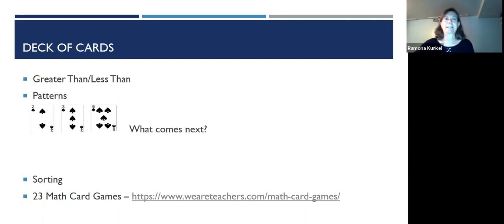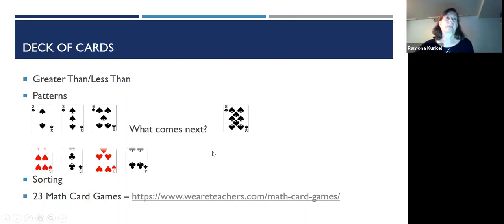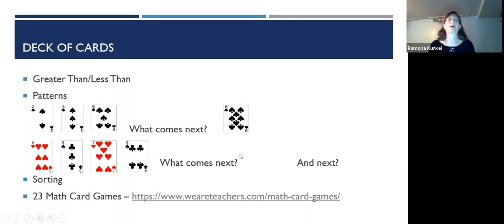Okay, it looks like everybody's got the right idea. So yes, it would be the 8 of spades. We have spades as our suit. So you take the 2 and the 3, you add them together to get 5. Then you take the 3 and the 5, you add them together to get 8. So similarly, if we had this, what do you think would come next? Put it in the chat box. You have to be specific.